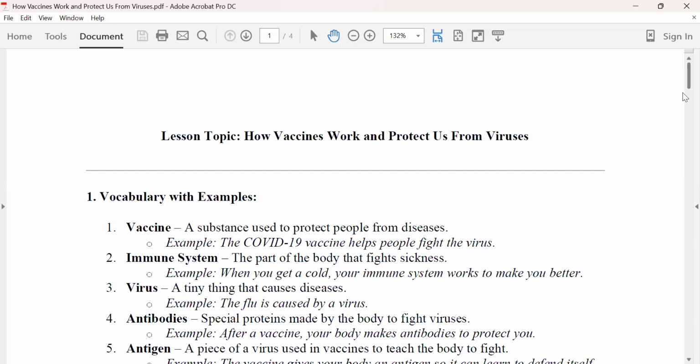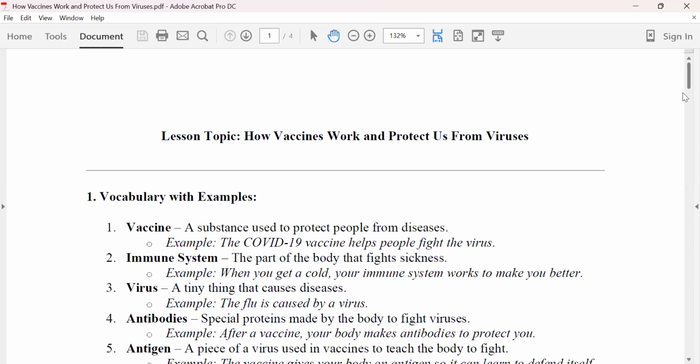Lesson topic: How vaccines work and protect us from viruses. One, vocabulary with examples. One, vaccine, a substance used to protect people from disease. Example: the COVID-19 vaccine helps people fight the virus.